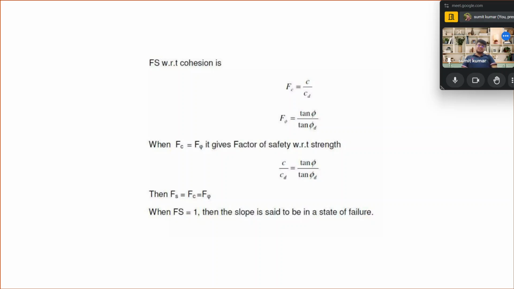Right? I think so. I'm clear. Okay, so there will be no problem.